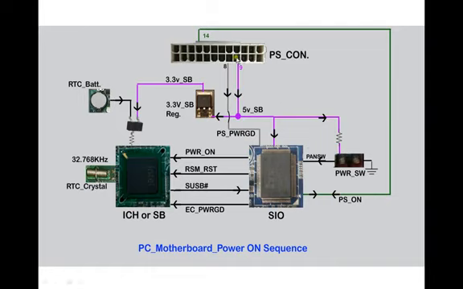Now from the 9th pin of the power supply connector, which is the violet wire, 5 volts standby voltage goes into the motherboard. We call this a standby voltage because it is always present, before or after pressing the power button. This standby voltage goes to the SIO chip. This 5 volts SB also goes to the power switch.